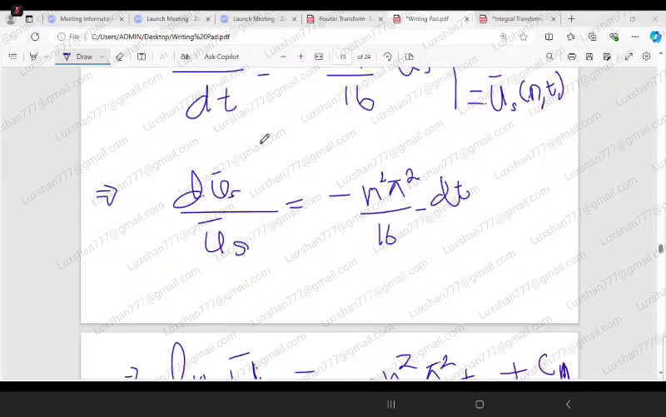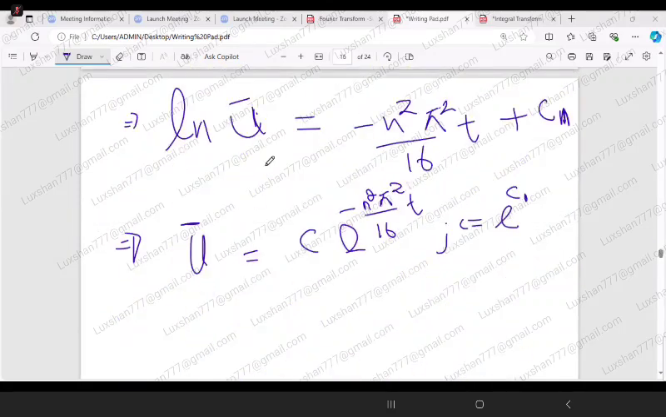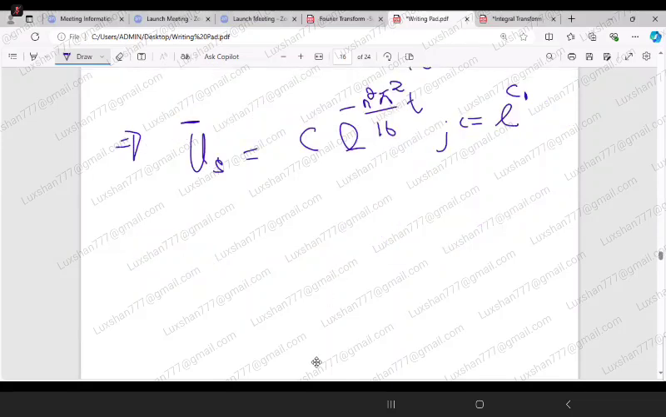Here, look at this. It is a first order differential equation. The function u bar s, I'm taking u bar s is equal to this one. Do you understand this?